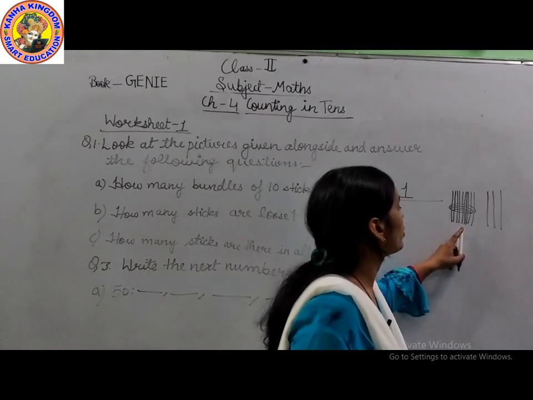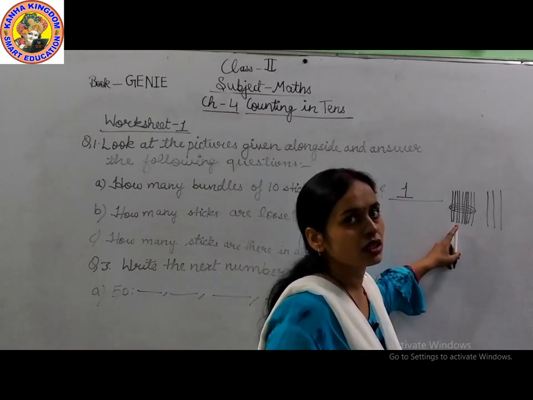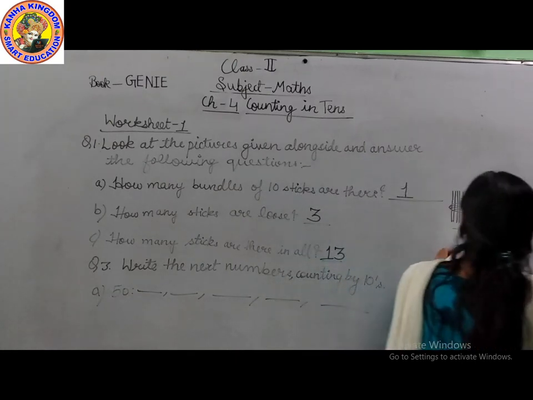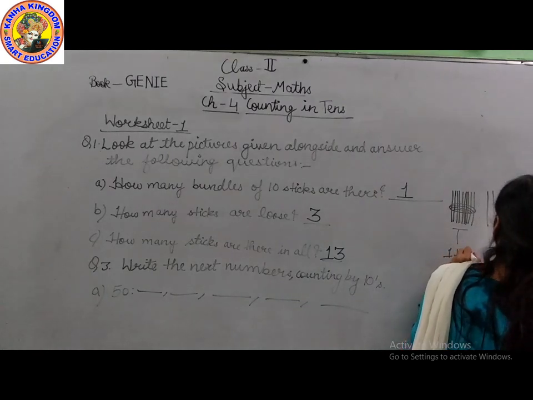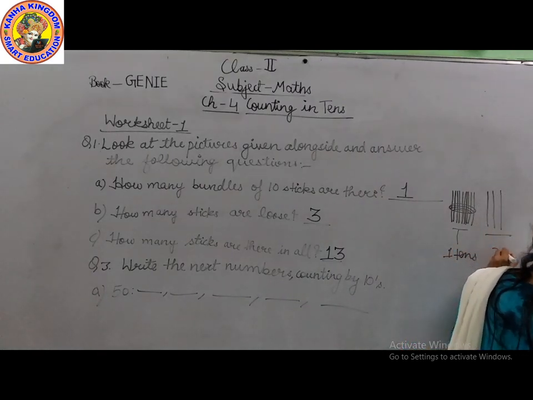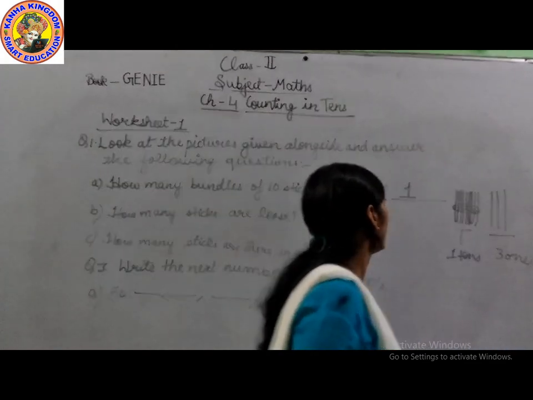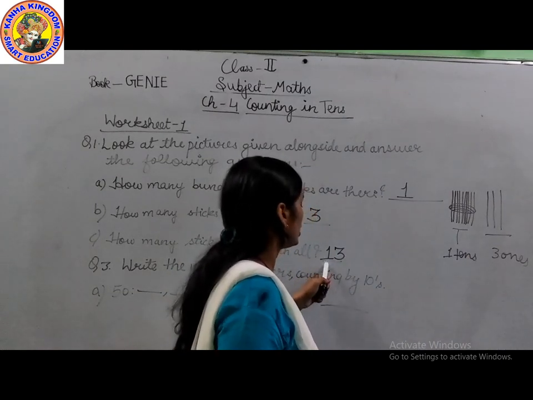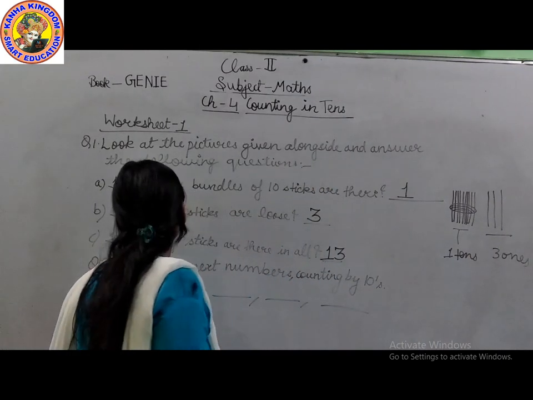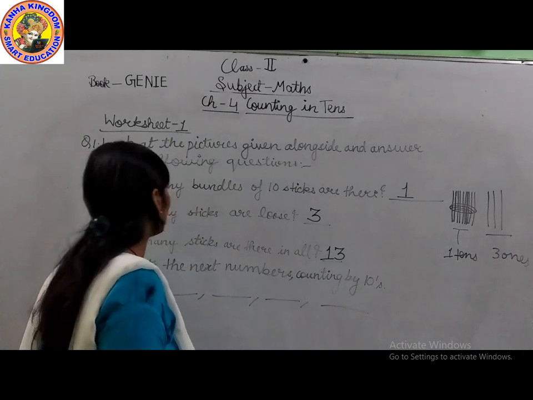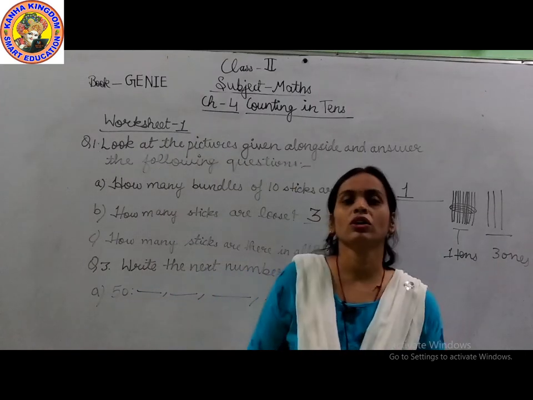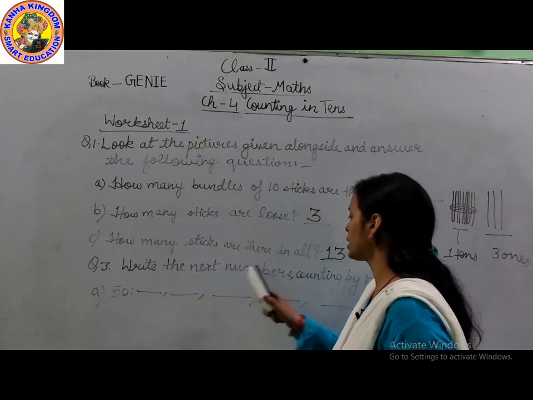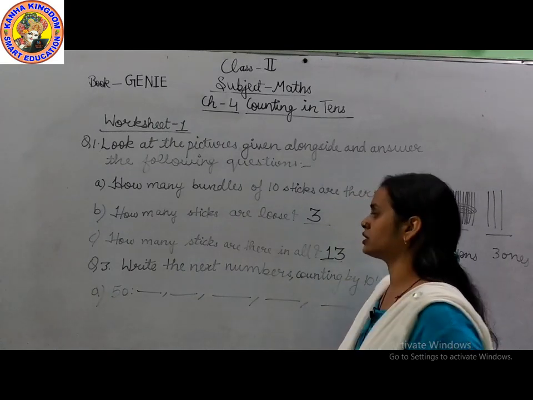Okay? 10 plus 3, 13. This is a bunch of 10 sticks. So this is called 1 ten. And this is 3 ones. Okay? So 1 ten and 3 ones equals to 13. Now next question, question number 2. Do yourself in your Genie book, and after 2, question number 3 is write the next numbers counting by tens.